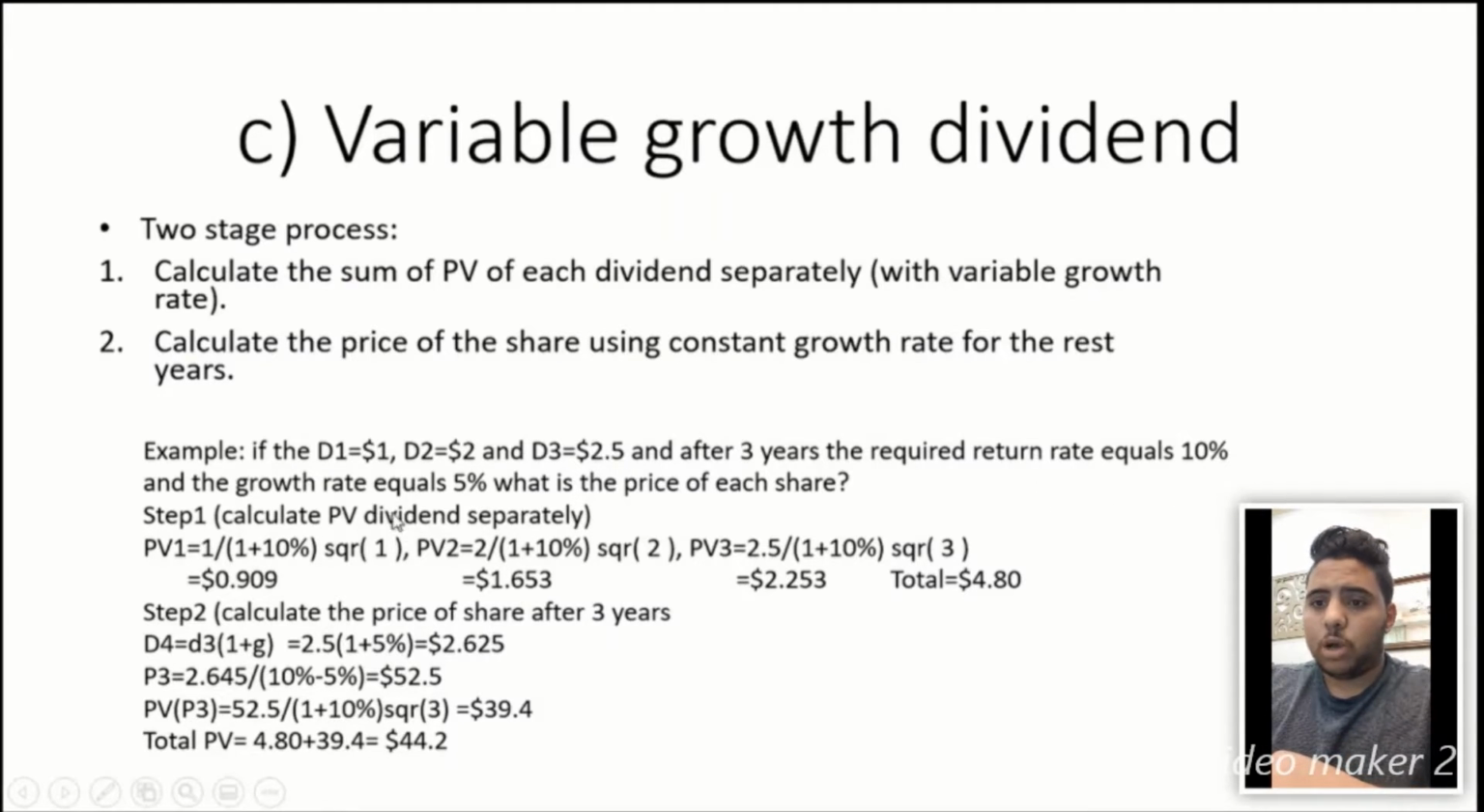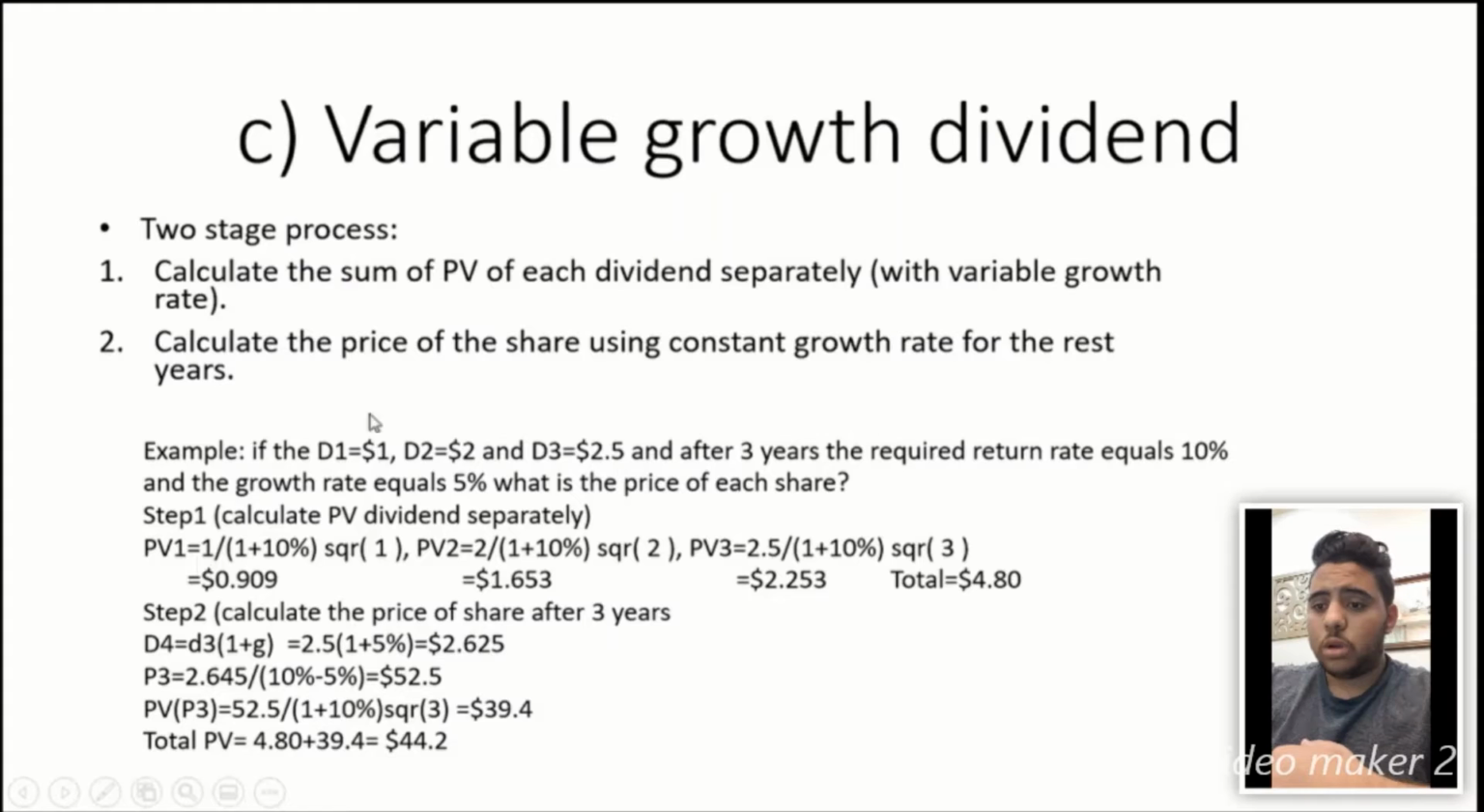In step one, we get 1 over 1 plus 10%, which is the required return rate, squared by 1 because it's the first year, and 1 here in the beginning is the dividend as it's told to us. And we do the same thing for each of the 3 years. Then we get the PV, and then we get the total.